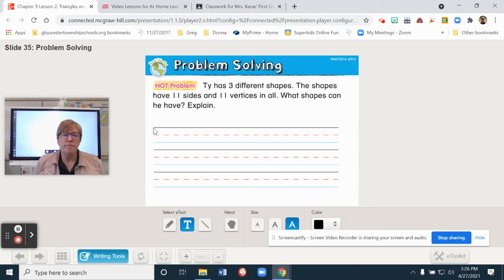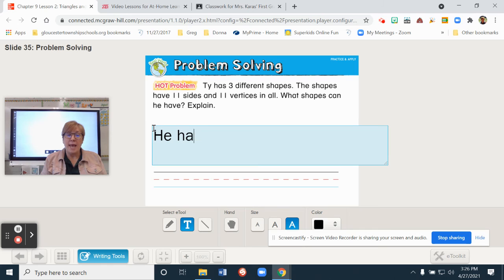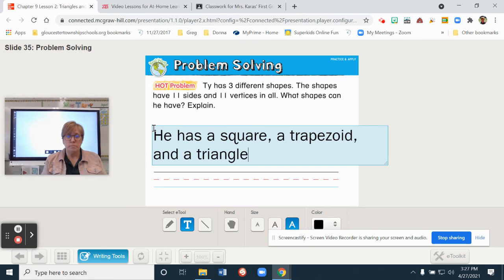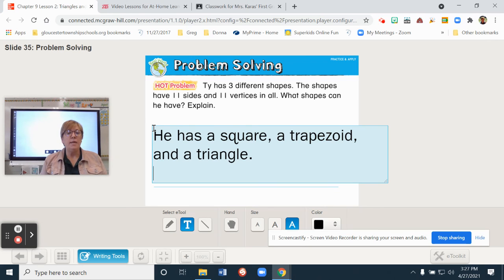All right, so he can have, all right, he has a square, okay, a trapezoid, yeah, and a triangle. Now, that means how many sides and vertices does a square have? 4. That's right. Okay. How many sides and vertices does the trapezoid have? Also 4. Okay. And how many for the triangle? 3. Okay. So 4 plus 4, that's right, is 8. And count on 3 more. So 8, 9, 10, 11.